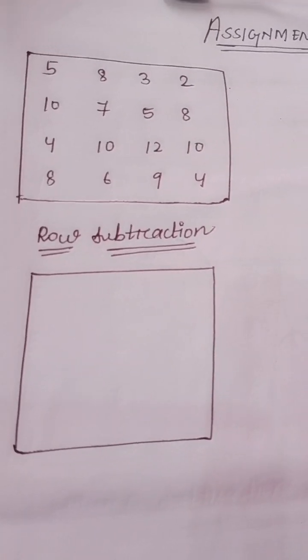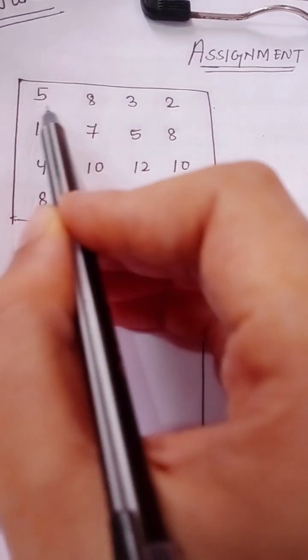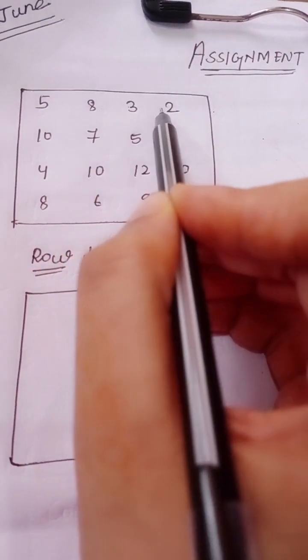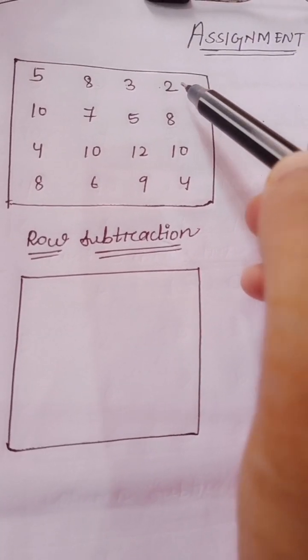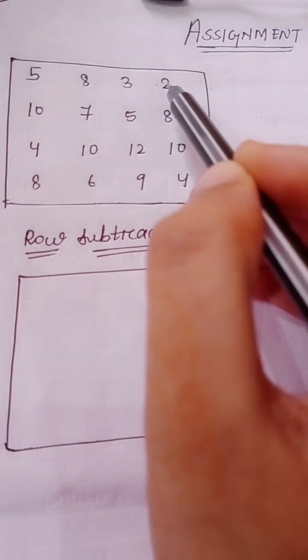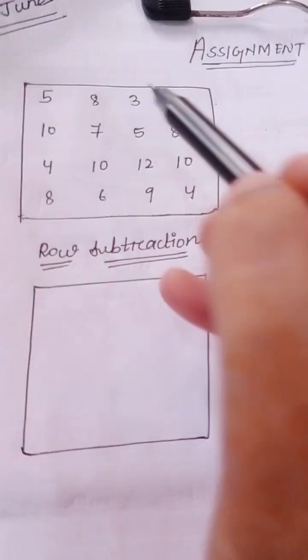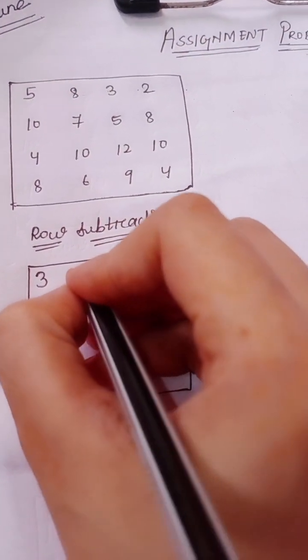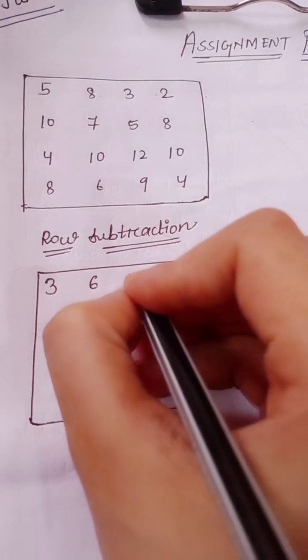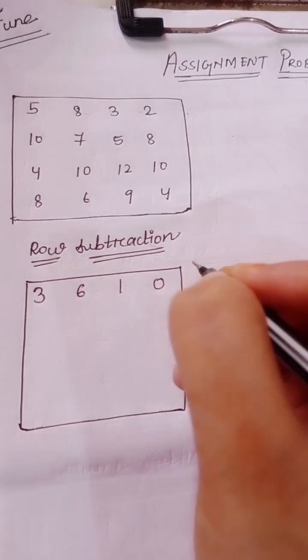So, row subtraction means in the first row, you will see which of the values is smaller. Here 5, 8, 3, 2. Which is smaller? 2. So we'll subtract 2 from each element of that row. Like 5 minus 2 is 3. 8 minus 2 is 6. 3 minus 2 is 1. 2 minus 2 is 0.